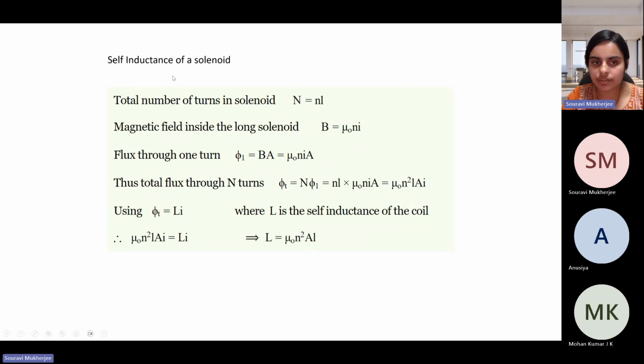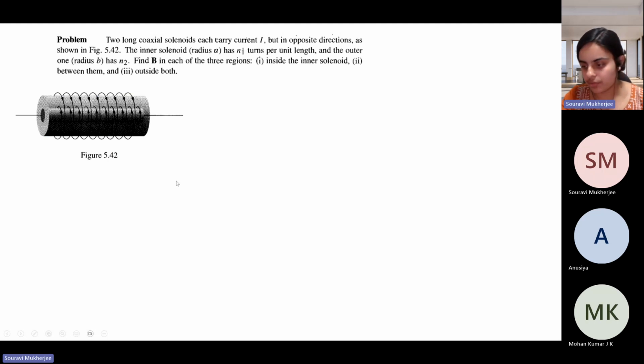And how do you define inductance? Inductance is the proportionality constant which relates the flux linked to the coil and the current that is flowing, right? So if you use this relation, you see that the inductance is given as mu 0 n square A into L. It's basically dependent on the geometric parameters of your solenoid, right? So this is called the self-inductance of the coil. I saw there were certain questions regarding this, so I thought it would be good to share the derivation with you.